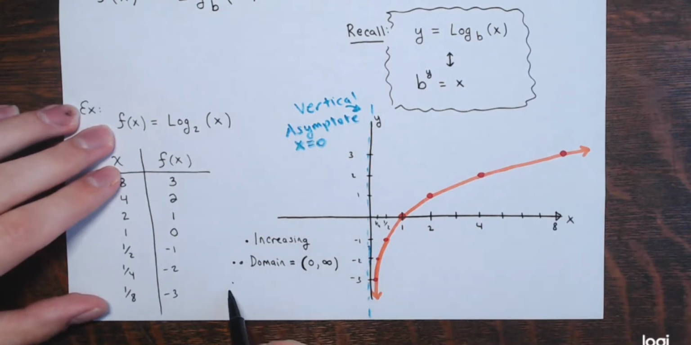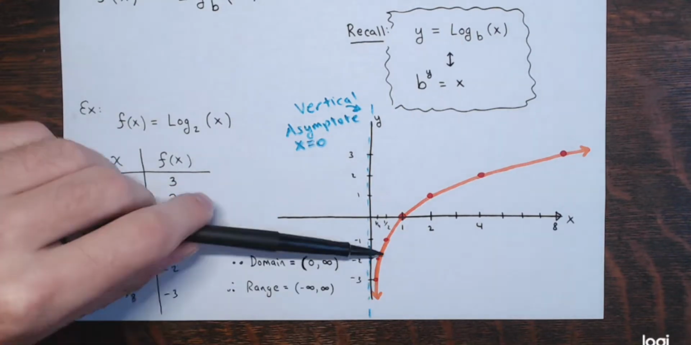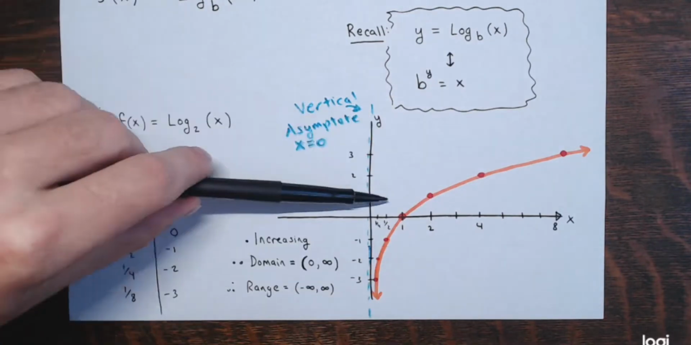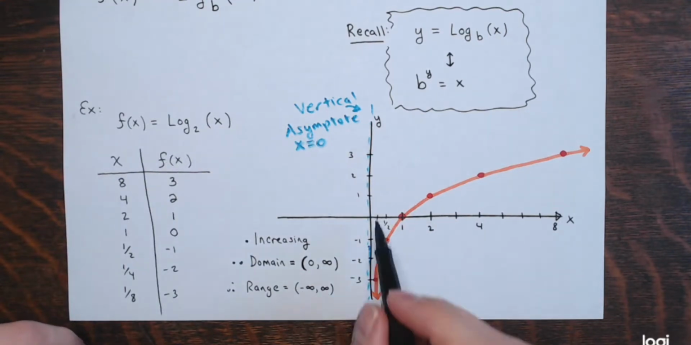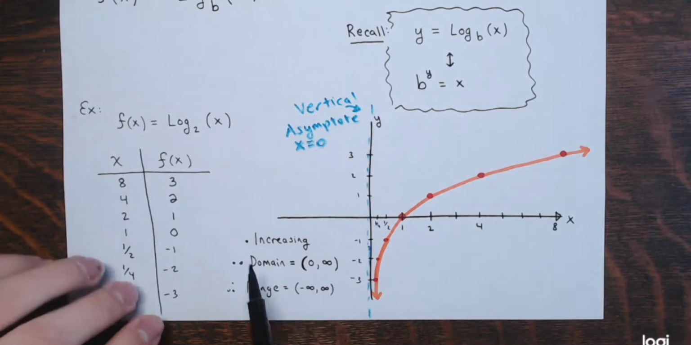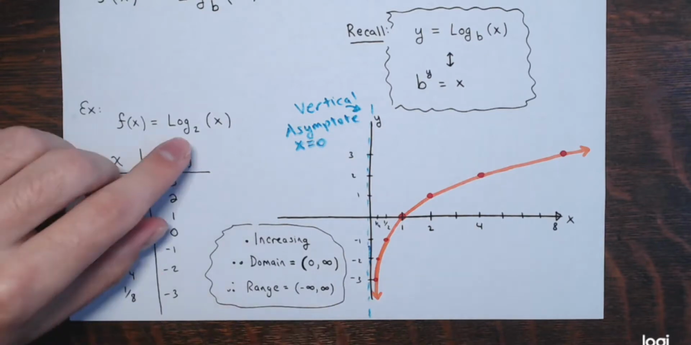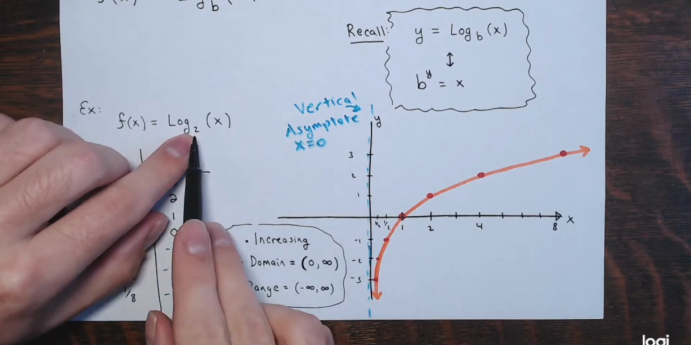Now the range is all real numbers. If you look at the y-coordinates, this is going down forever. This is going up forever, and there's no gaps in it. So every single y value is the y value of some point on this graph. So the range is all real numbers from negative infinity on the y-axis to positive infinity on the y-axis. So let's keep this stuff in mind. These are some properties of logarithms where the base is greater than 1. See, this was a logarithm with a base of 2. The base is greater than 1.